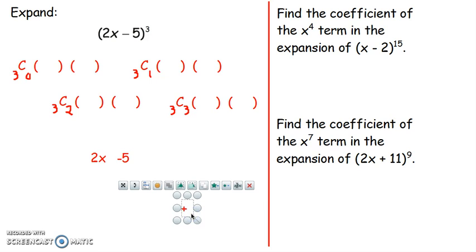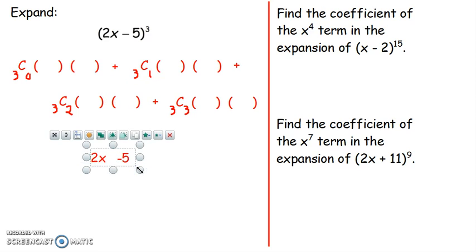And I need a couple of plus signs. So again, I'm going to add these together, so I'm going to put a plus sign in between each one of my terms. And then finally, each of those sets of parentheses essentially are the terms now inside my binomial. So I need a 2x minus 5, and I'm going to need that in each one of those terms.